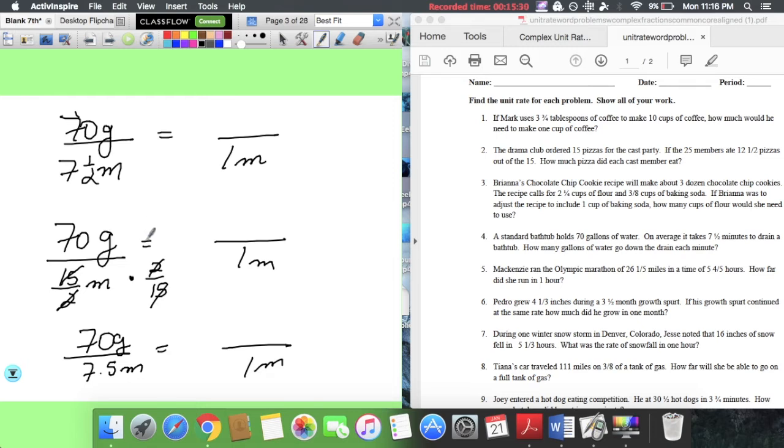And on the top, I'm going to multiply 70 times 2 over 15. That's going to give us, let's see, 70 times 2 over 15. This is 3, that's 14, and 14 times 2 is 28. So 28 gallons per minute. If you did it as a decimal, you can just simply divide the bottom by 7.5 and divide the top by 7.5. And 70 divided by 7.5, if I did it correctly, is the same answer.